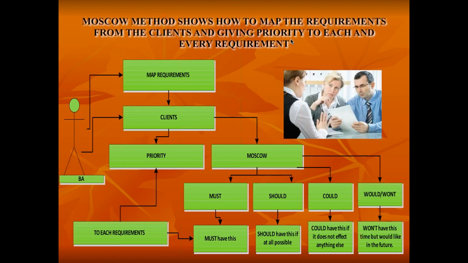Must have this. If you take the example of a cell phone, connection is a must requirement. The call button is a must requirement. If you take the example of a car, the engine is a must requirement. Steering is a must requirement. Brake is a must requirement, right?